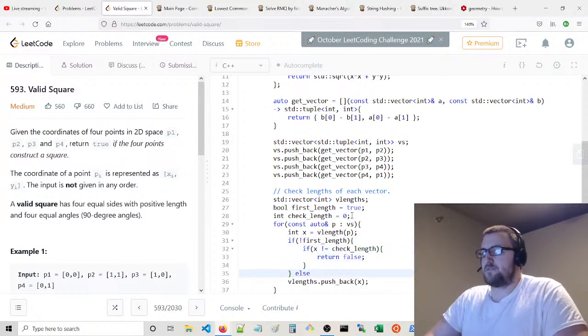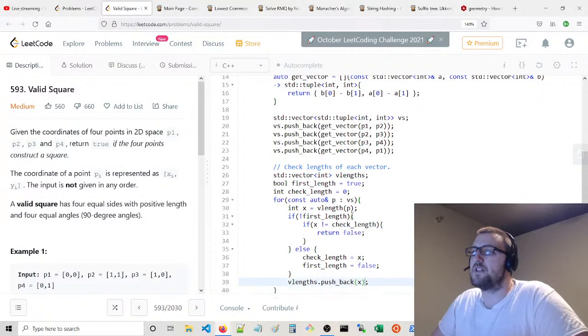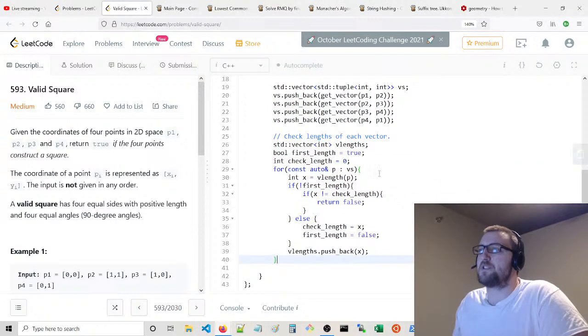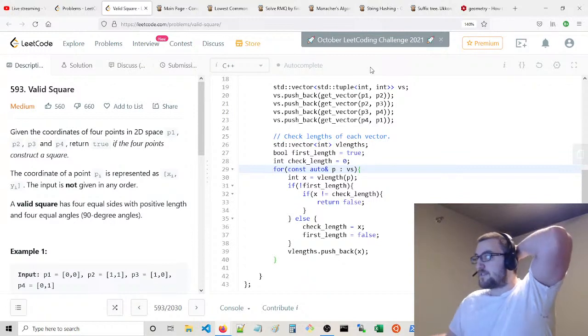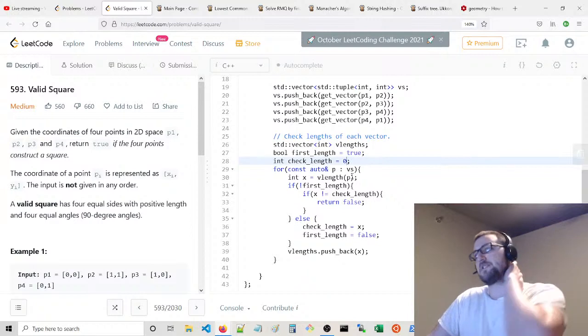Otherwise, set first length equal to true or false. Update the check length equal to x. So this is kind of a complicated thing that we're doing here, but they want to check that they're all equal to each other. So we'll take the first. We have nothing for check length, so we'll initialize it to 0 initially.